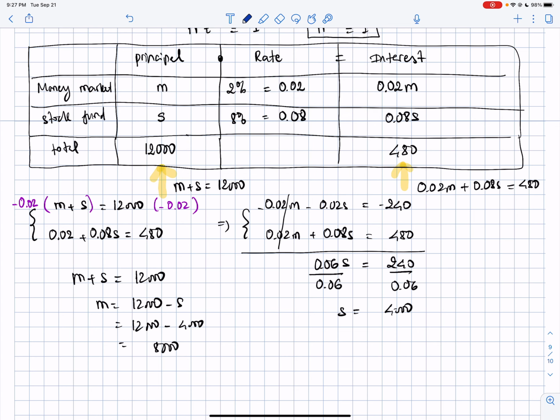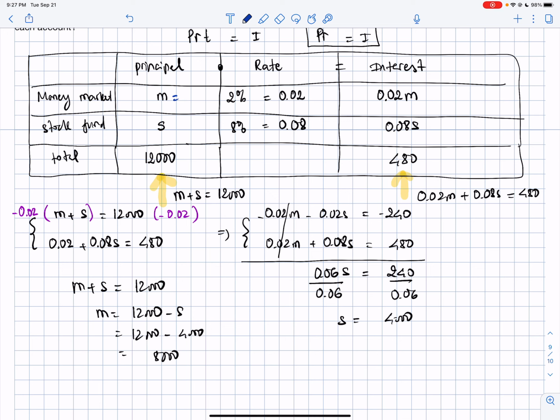To do the check step, we just plug in the principal: the money market will be 8,000 and the stock fund is 4,000. The money market pays 2%, so 2% times 8,000 is 160, and 4,000 at the 8% interest rate would be 320. And then when we total them, it equals 480, matching the number.